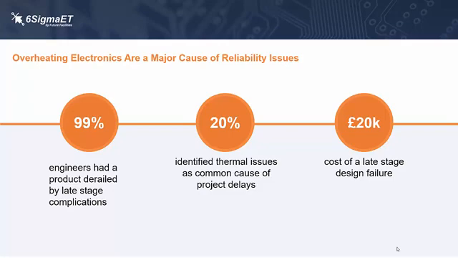So, as you all know, overheating electronics are a major cause of reliability issues. 99% of the engineers we surveyed had had a project delayed by late stage complications, and 20% of people identified thermal as the cause of these issues. And the average cost people put on a late stage design failure was around £20,000.